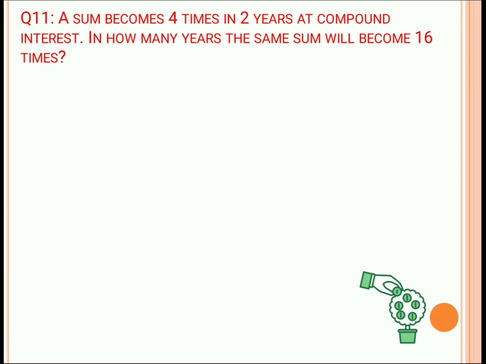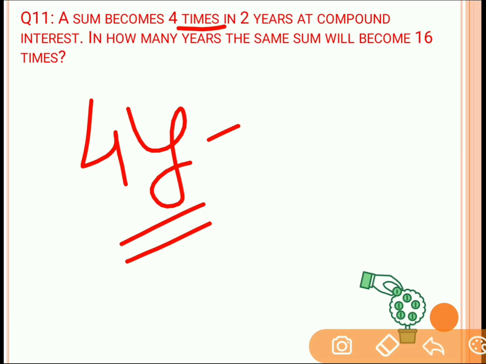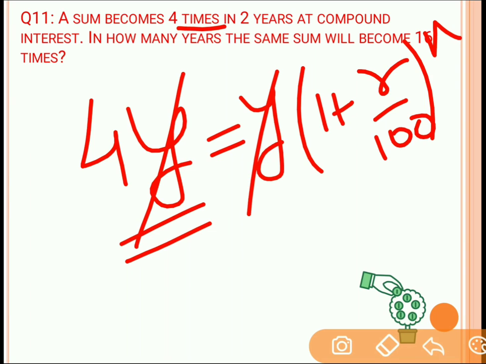Let's say that the sum which is given on the compound interest is y rupees. This y rupees becomes 4 times of itself. So y turns to 4 times the principal, that is 4y in 2 years at compound interest. So this is the total amount which you will get after 2 years. So the amount at compound interest is equal to principal into 1 plus r by 100 raised to number of years. So amount is 4y, principal is y into 1 plus r by 100 raised to n is equal to 2 years. So the only unknown quantity in this formula is rate of interest. So from this equation we will find out the rate of interest.